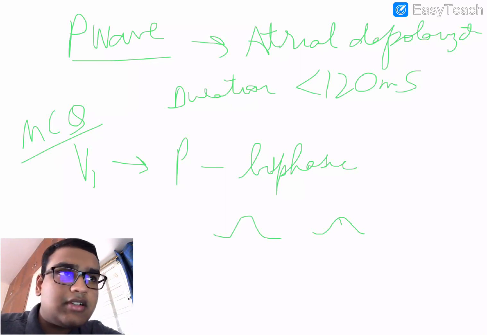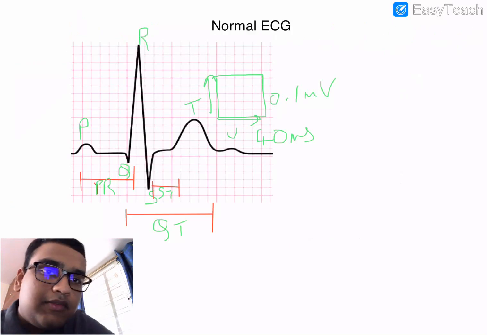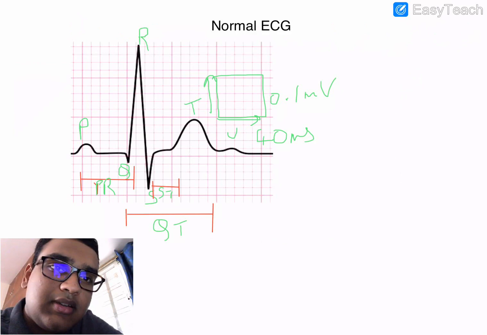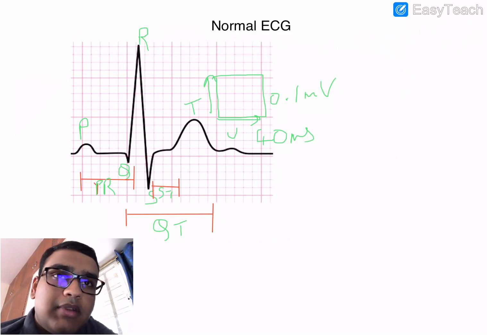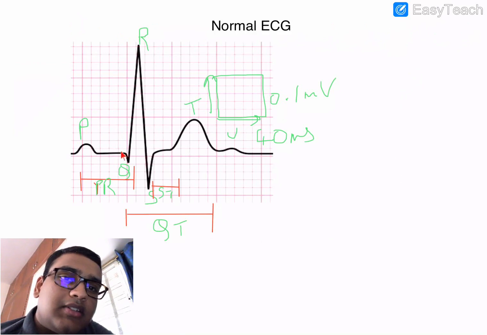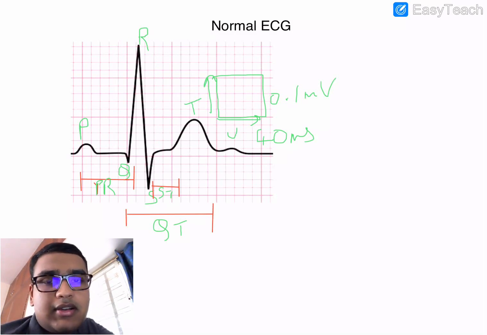Once atrial depolarization happens, now ventricular depolarization comes. At the same time, atrial repolarization also occurs, but this is not seen because it is masked by the QRS complex. Why does it mask? Because the voltage of ventricular depolarization is much higher than atrial repolarization. Atrial repolarization is only a very small voltage, but ventricular depolarization is much higher compared to that. So now we'll move on to the QRS complex.